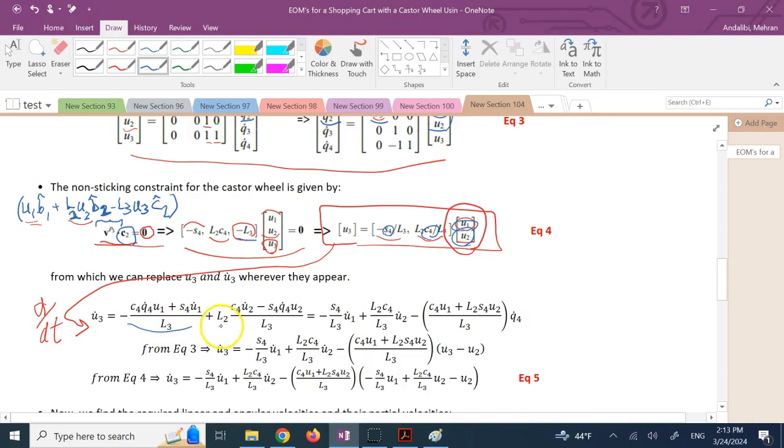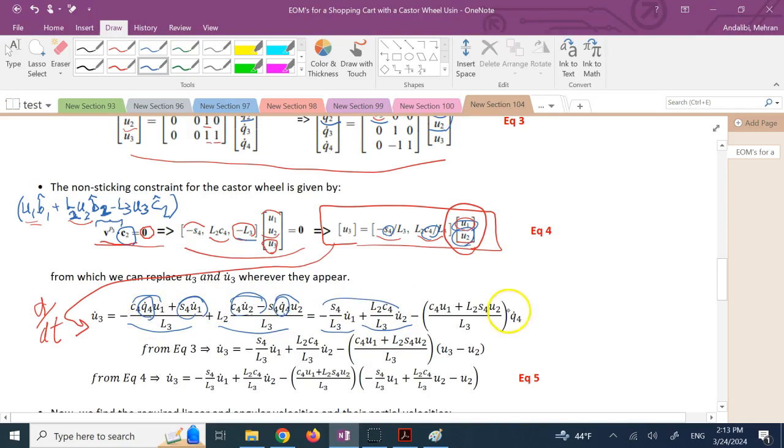And now in these terms, in each one of them, there are 2 terms, right? So there are 4 terms here. Now what I did was the u1 dot and the u2 dot, I wrote them here, right? You can see this one and this one are written here. And then the other terms which carry a q4 dot, I separately factored them out here.